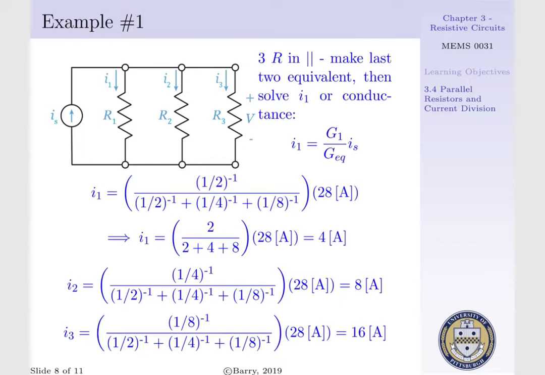Now it's noted, R1 has the highest resistance, R2 is in the middle, and R3 has the lowest resistance. Less current flows through R1 due to the higher resistance, and more current flows through R3 due to the least resistance. That is, we say, our current takes a path of least resistance.